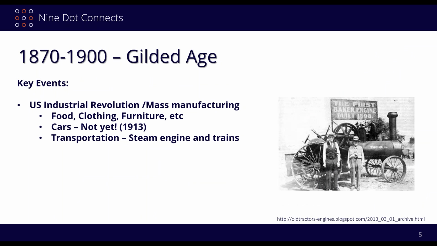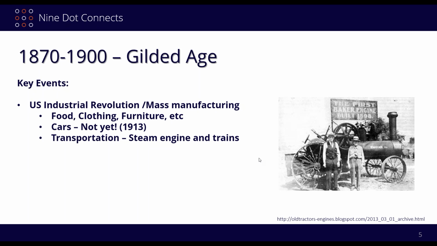So what we were going through between 1870 and 1900 is exactly what China is going through right now. So we had our kind of heyday 140 years ago. We were manufacturing everything: food, clothing, furniture, you name it.